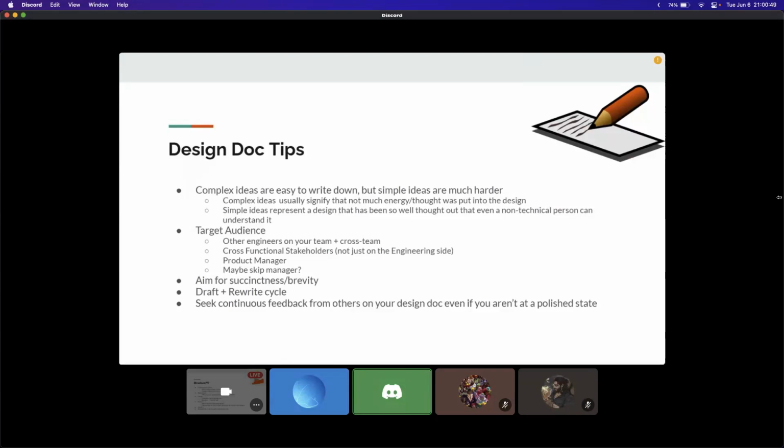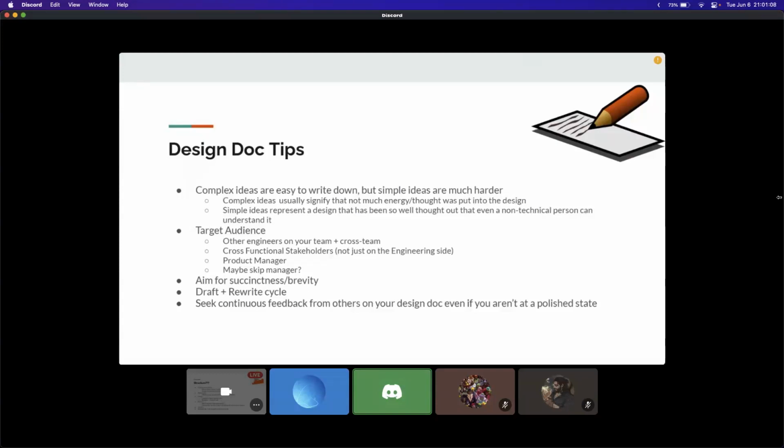Another thing you want to keep in mind with design docs, and this is related to Ferris's question, is that design docs shouldn't necessarily be focused on raw nitty-gritty specifics. You want to really keep in mind your target audience. A couple of audiences you might want to keep in mind for a design doc in industry include other engineers on your team, plus any cross-functional teams, cross-functional stakeholders.